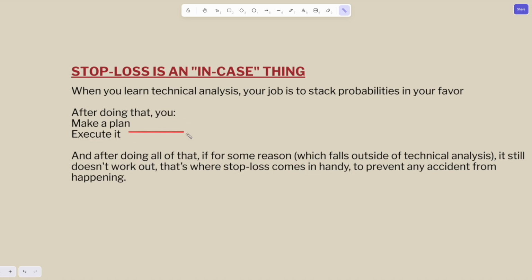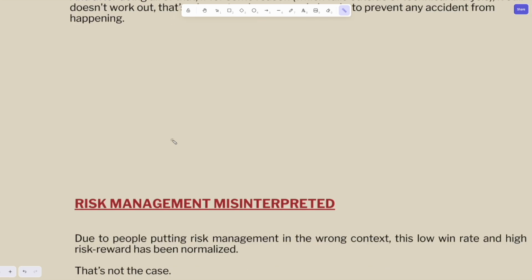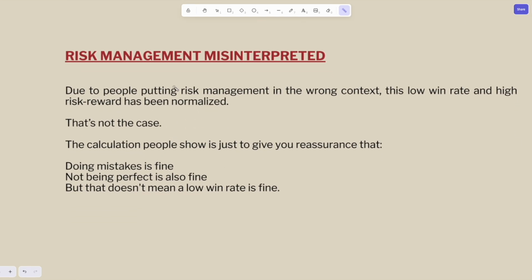And you execute it. After doing all of this work, after doing technical analysis, seeing the probabilities, planning, and executing in the right manner, for some reason which might fall outside of technical analysis, the trade doesn't work out in the direction you were expecting. That's where the stop loss comes in handy. It helps prevent any accident from happening. But there is a problem. It is also actually risk management misinterpreted, because a lot of people have put risk management in the wrong context.